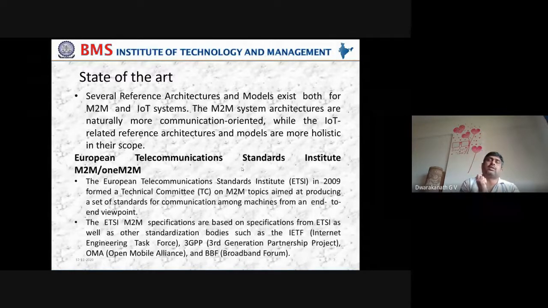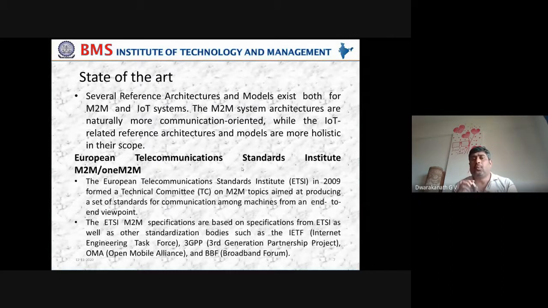What is this holistic in their scope? It means here we are not only concerned with the network, how we are going to connect, but finally how the knowledge is coming out from that IoT, how we are giving it to the different stakeholders at their understanding level, and how we are representing the output. So that plays a very important role in IoT.